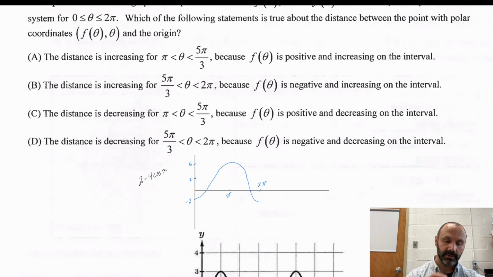Okay. C says the distance is decreasing for pi to 5 pi over 3. That's true. It is decreasing, right? We're getting closer to the x-axis because it's positive and decreasing. It's positive and going down. And so it looks like C is going to be our right answer. But let's check out D also, just for the sake of being thorough. It says that the distance between 5 pi over 3 and 2 pi is decreasing, and that's wrong. It's not decreasing. The distance is actually increasing. So that's example 2.